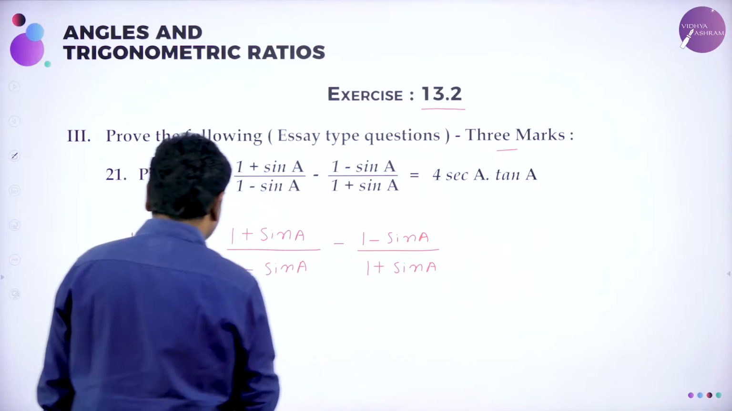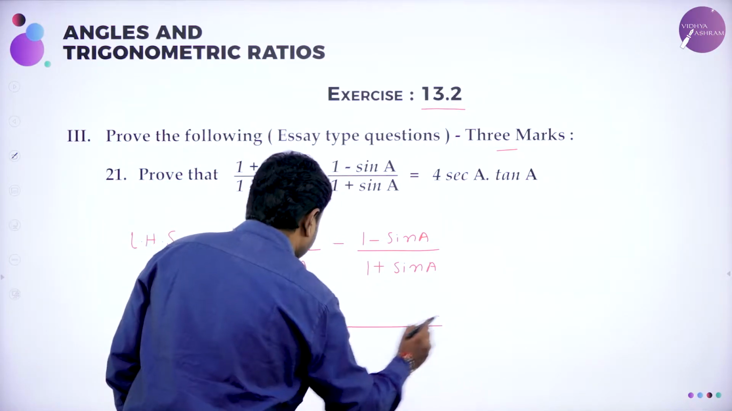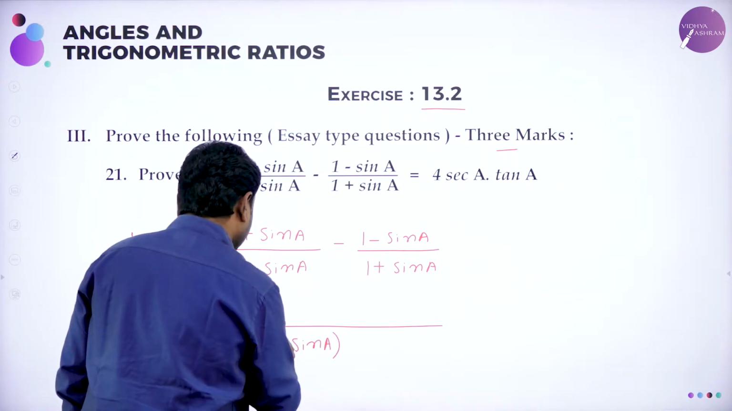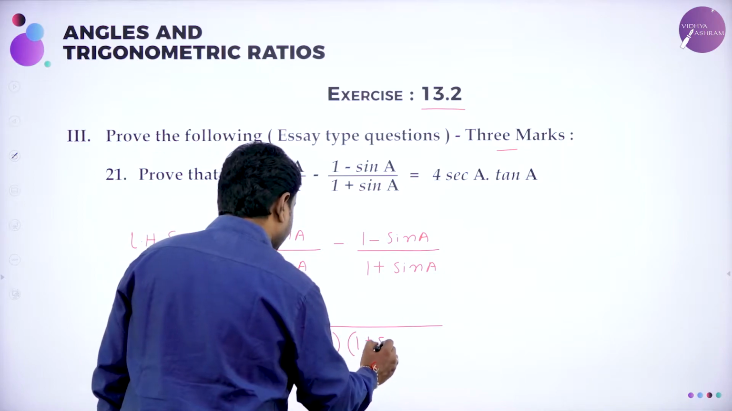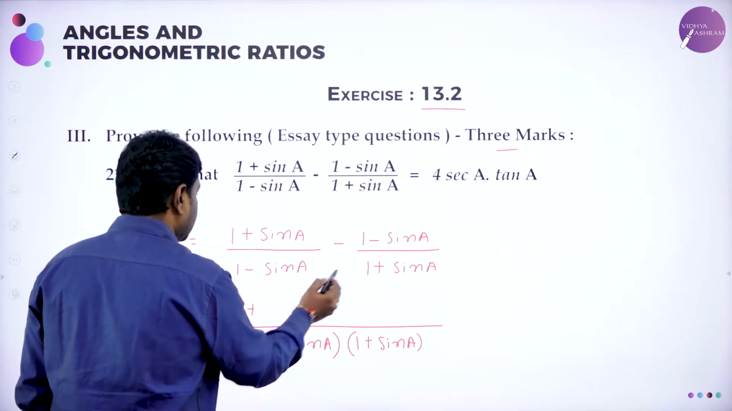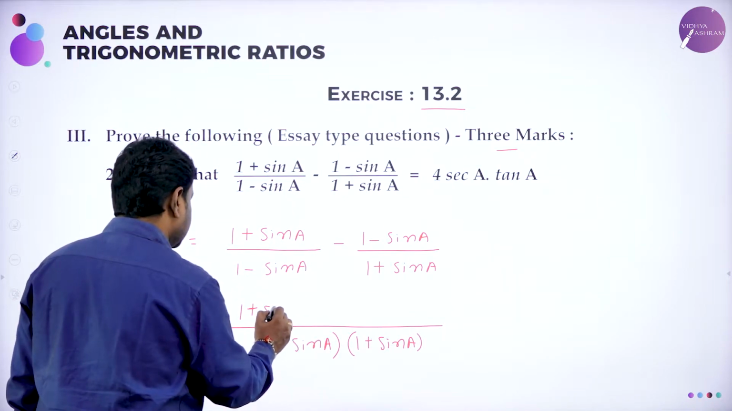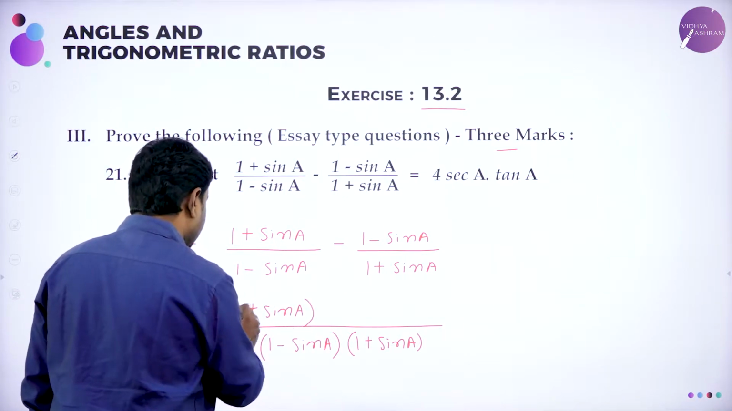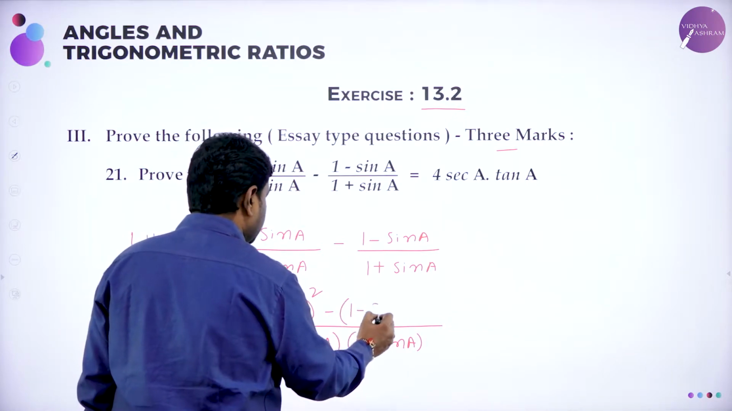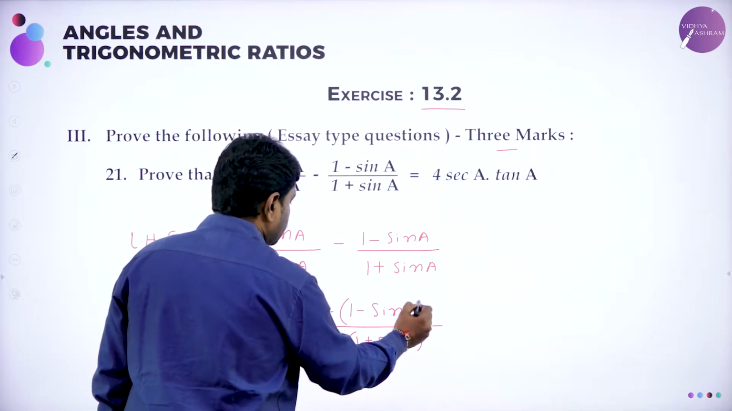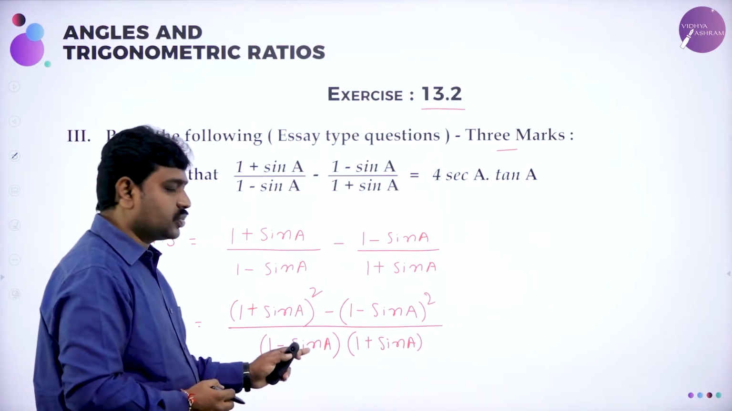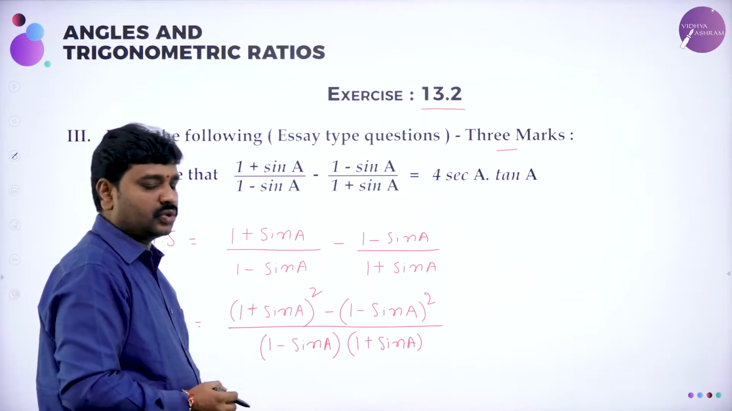So take LCM. If I take LCM, I'll get 1 minus sin A into 1 plus sin A and cross multiply. 1 plus sin A into 1 plus sin A becomes 1 plus sin A the whole square. Minus is there, put minus. 1 minus sin A into 1 minus sin A becomes 1 minus sin A the whole square. Further, in the numerator apply A plus B the whole square and here A minus B the whole square.